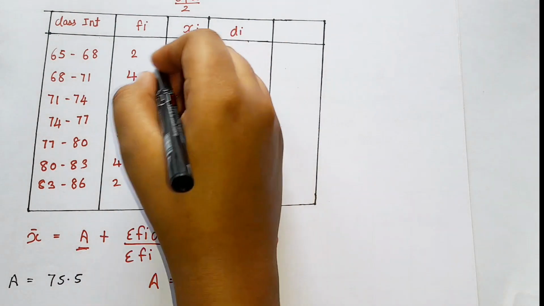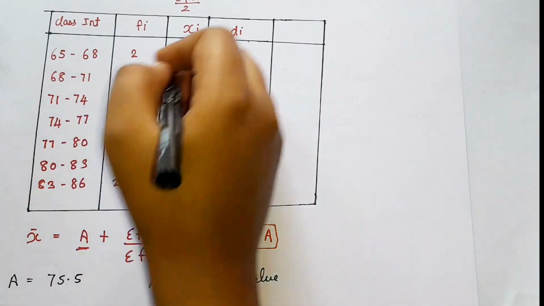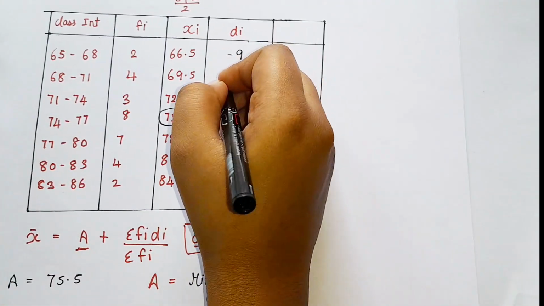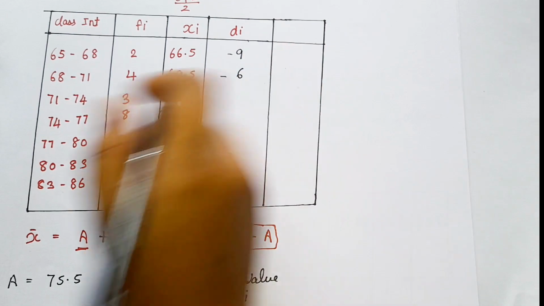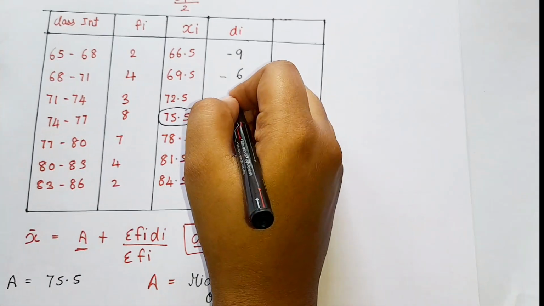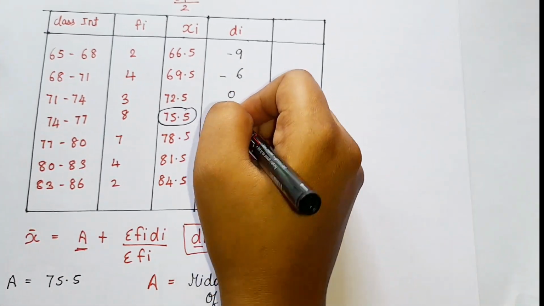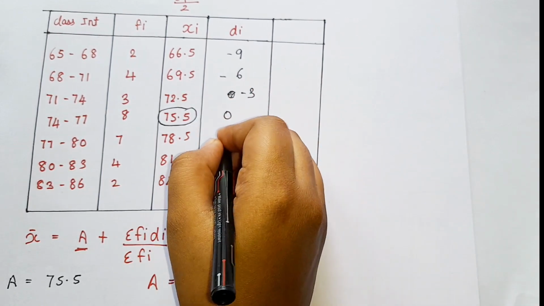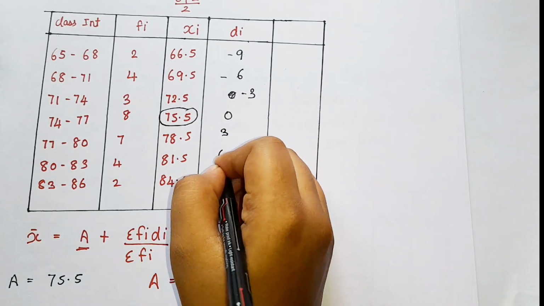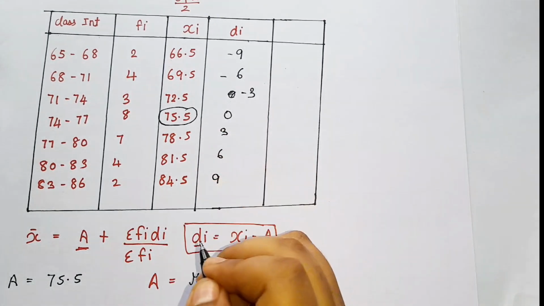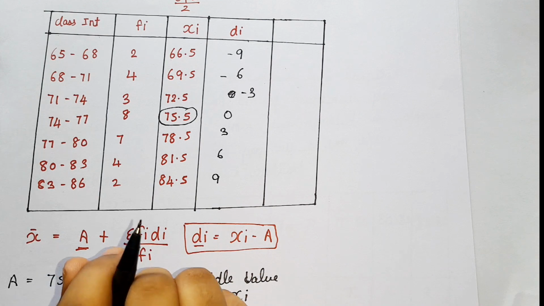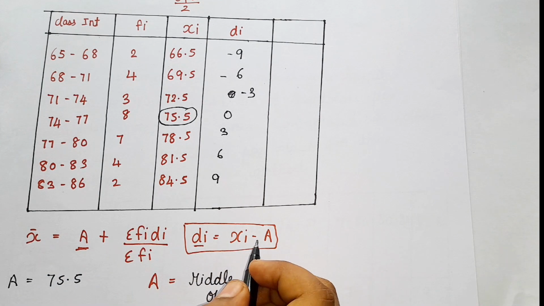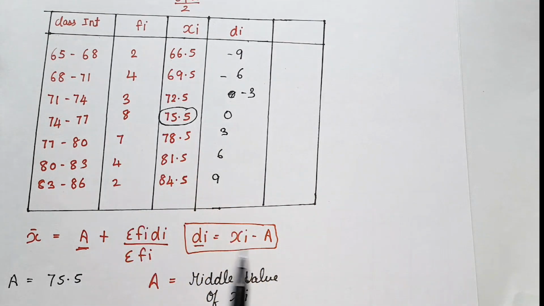So when we just subtract them, we will get minus 9, and here we will get minus 6, and then here we will get minus 3, and then here we will get 0, and here we will get 3, and here we will get 6, and here we will get 9. Okay, so like that we will get xi minus a. We are supposed to subtract these values with a. So like that I will get this value.